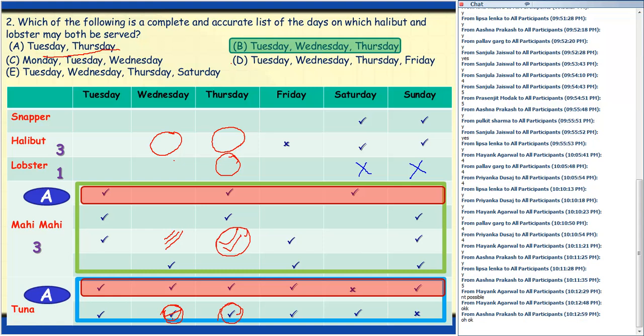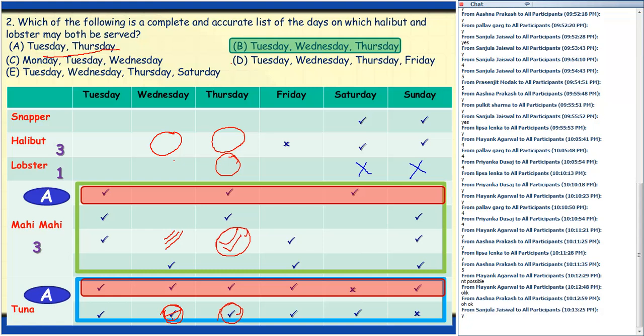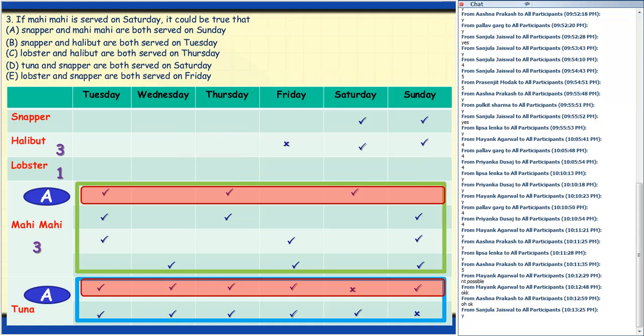Can I move to the next question now if it is clear to all of you? Okay. Question number 3. What is the answer? यहाँ पे नहीं हो सकता है. Mahi mahi is served on Saturday. So I need to take the case A. ये pink वाला ये cases देके solve करना है. It could be true that. Now tell me all of you. I'll give you 1 minute. Try करो. The diagram is in front of you, so you all can try now.